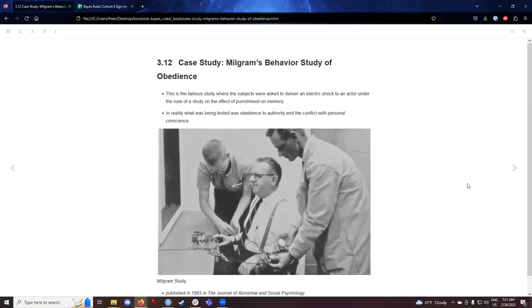Let's think of another case study here. We're going back in time a bit to this popular study by Stanley Milgram back in 1963. This was published in the Journal of Abnormal and Social Psychology. In this study, subjects were asked to deliver an electric shock to an actor under the ruse of a study on the effect of punishment on memory.